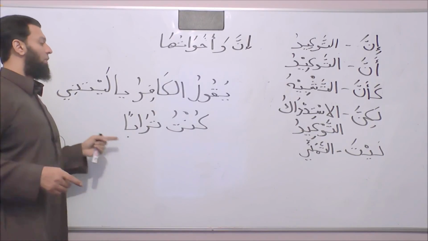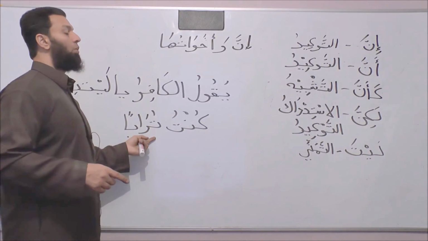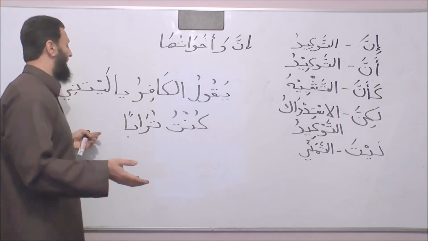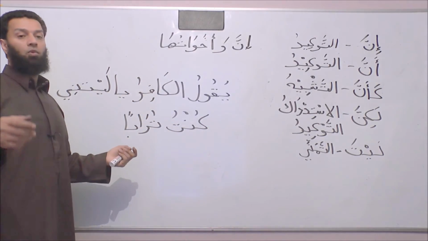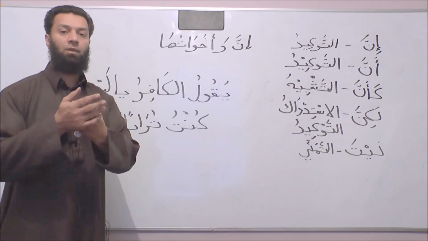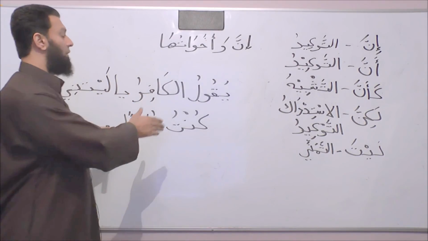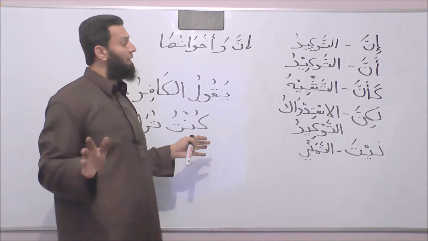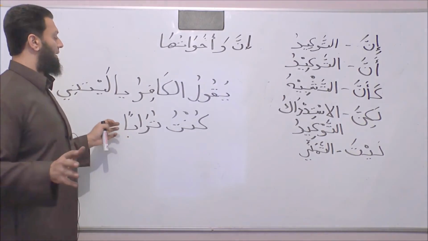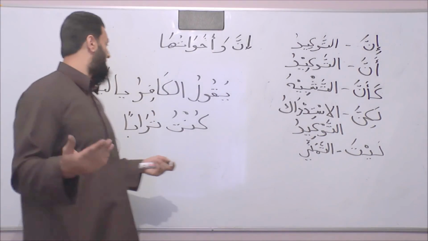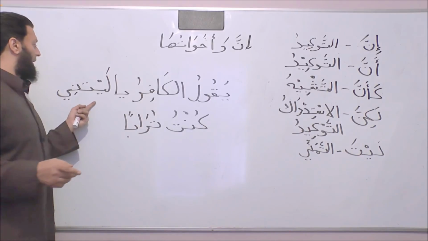Would that I, kuntu, I was, turaban. Turaban is dust or soil, meaning that he was deceased. The kafir will wish that he was deceased and in non-existence, in order to avoid the punishment that awaits him.